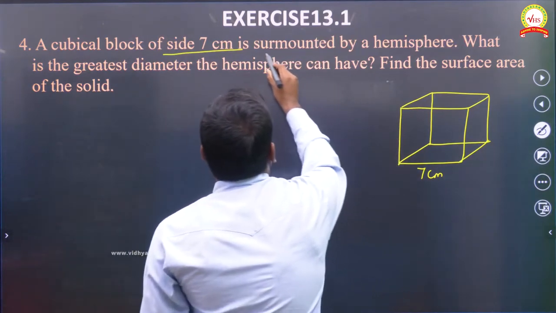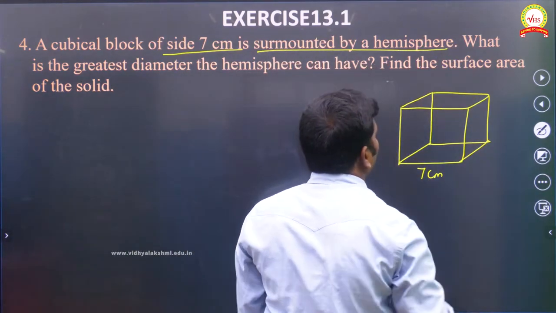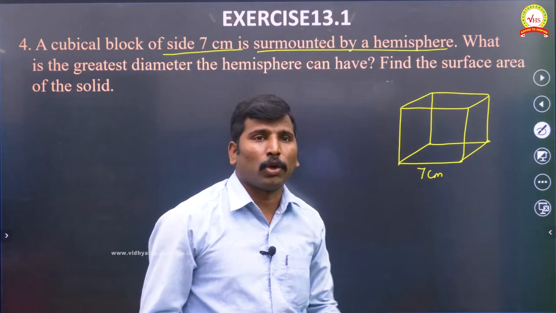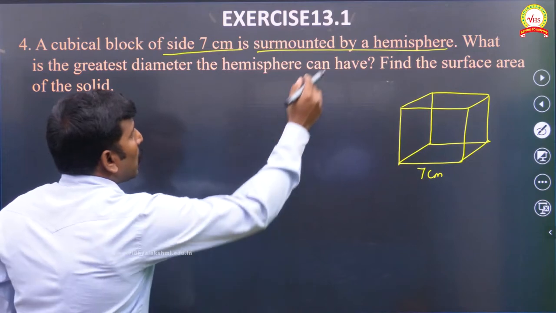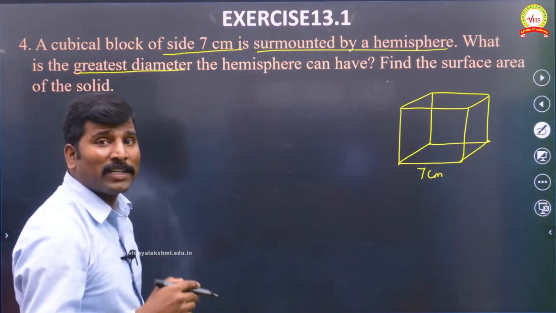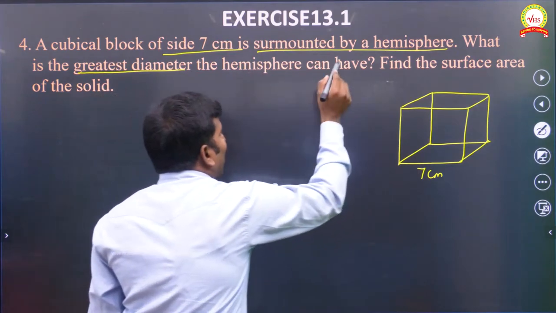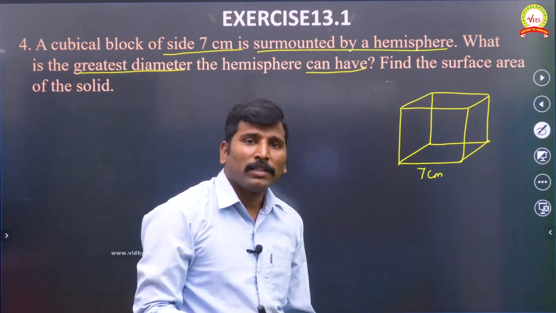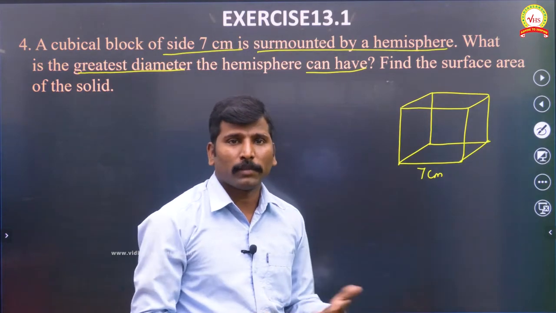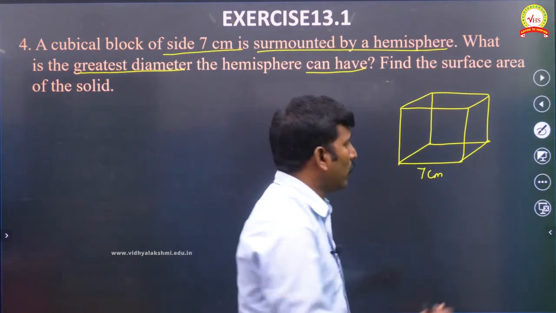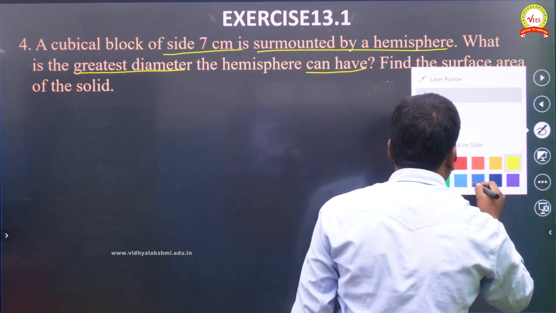And surmounted by hemisphere, one hemisphere we are going to put on the top of the cubical block. What is the greatest diameter the hemisphere can have? Side of the cube is 7. So a diameter of 7 can definitely fit, sir. How, sir? Let me draw and show you, then you will get the idea.